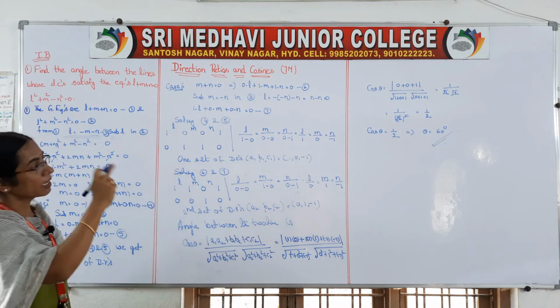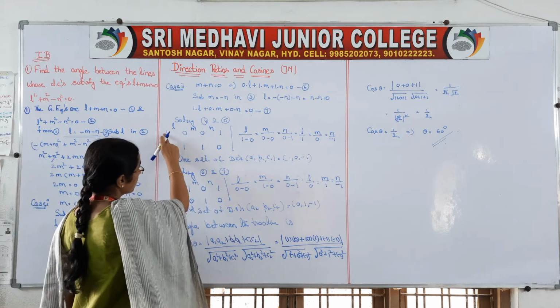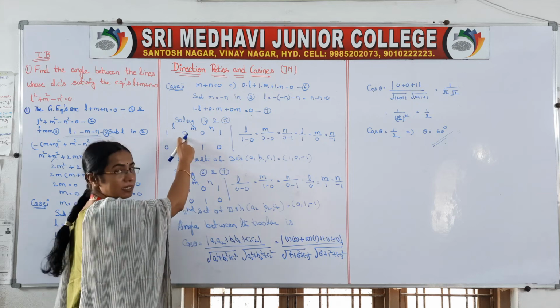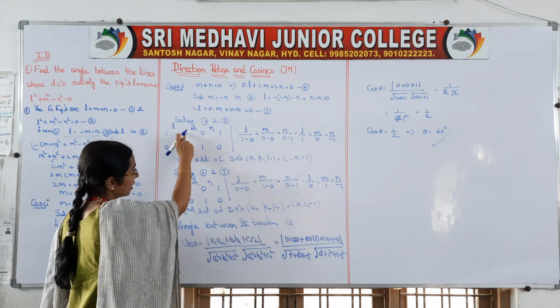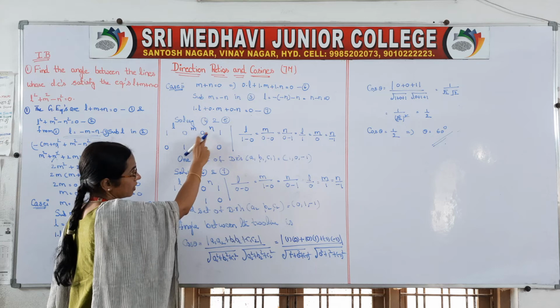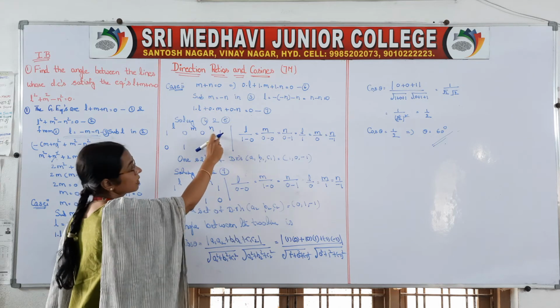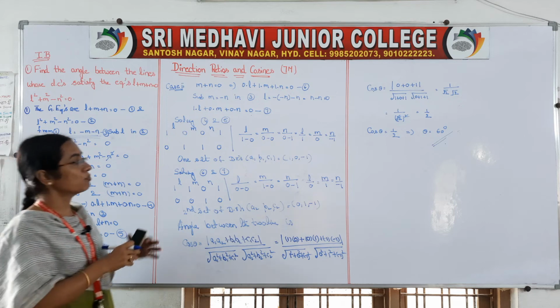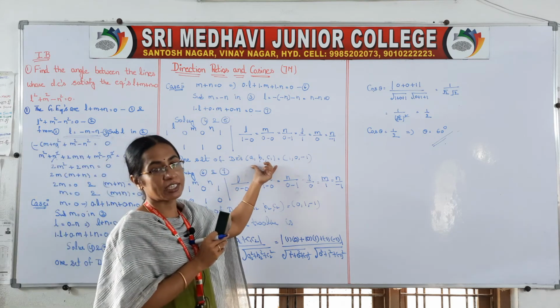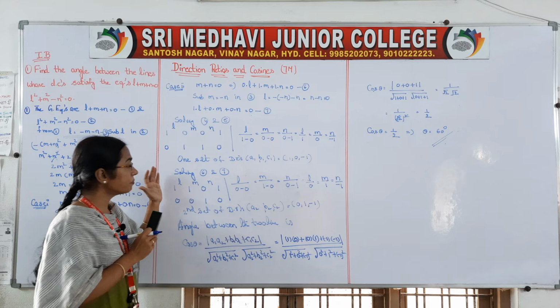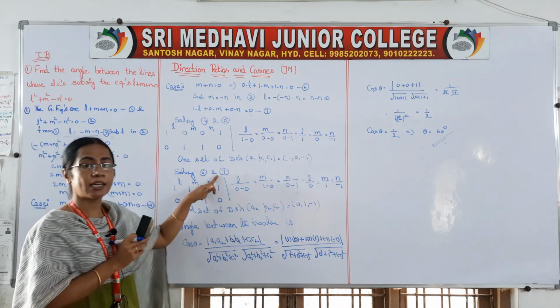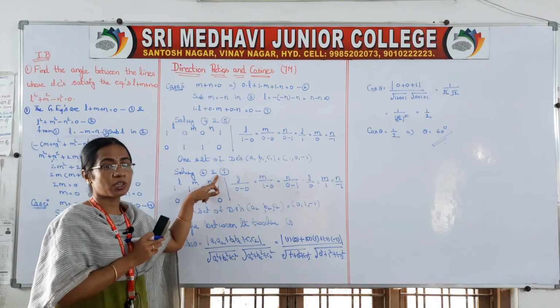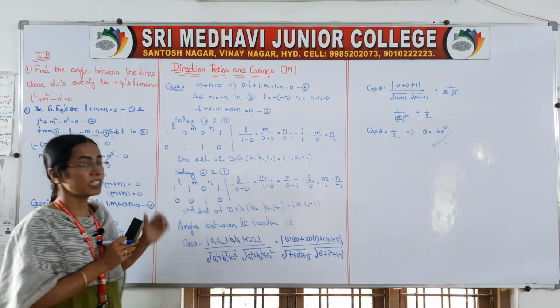So L by, M by, N by: next, this into this minus this into this; M divided by this into this minus this into this; N divided by this into this minus this into this. We have to find out one set of direction ratios, you will get it. Okay, so then solve the 6th and 7th one. You will get another set of direction ratios.